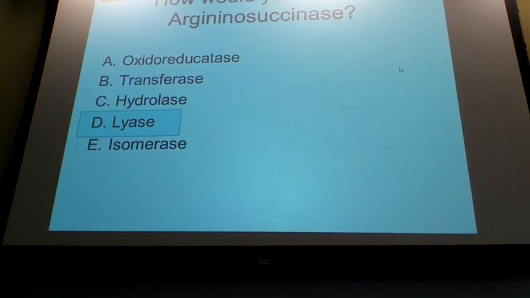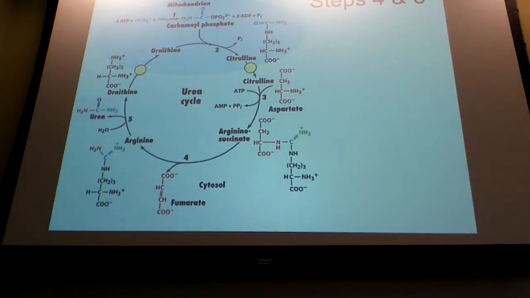Yeah, lyase. If I use the word elimination, then that probably is a hint. You can say that you're eliminating fumarate, but you could also say that you're eliminating arginine, and in the process you form a carbon-carbon double bond. So you can think of it that way: I'm eliminating the whole arginine and hydrogen from the side where you form the carbon-carbon double bond. But I wrote it that we're eliminating fumarate because it's the arginine that continues on in the cycle.